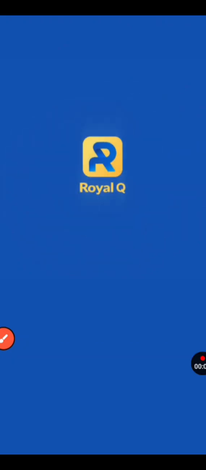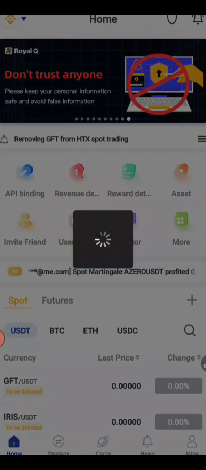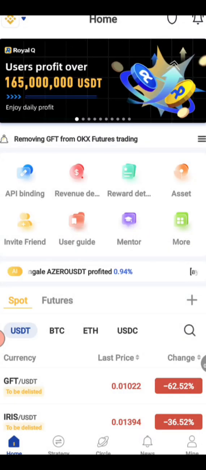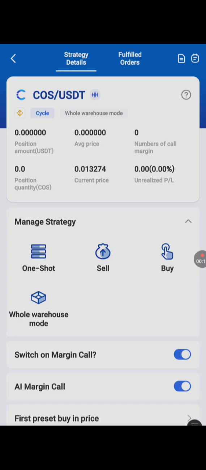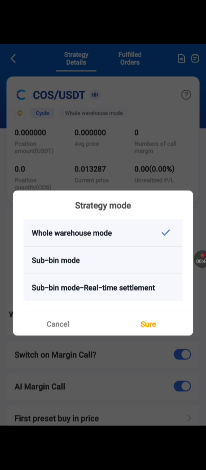This is Coach Musa, and today I want us to look at one feature of the Royalq robot that is a game changer if you understand their respective concepts and how to apply or use them accordingly. And the feature we're going to look at today is called the strategy mode, a part we find here when we click. So this is what we want us to look at today.